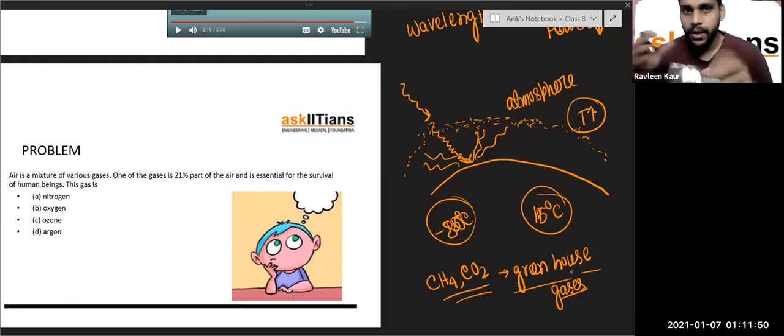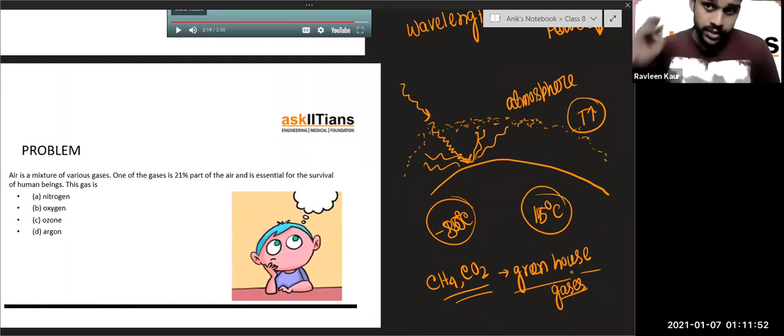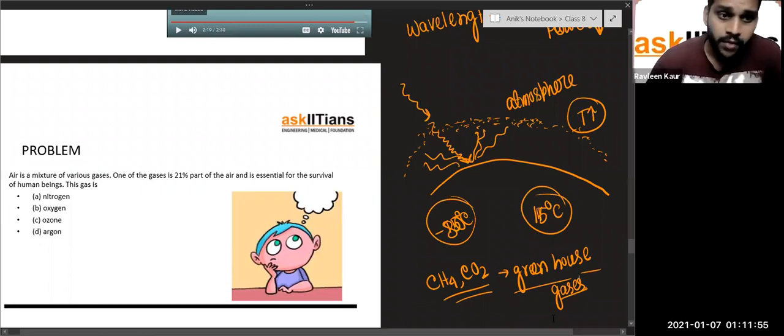Okay, so this was all about it, and let's go through some of the questions. Let's see whether you can answer these questions or not. Air is a mixture of various gases. One of the gases is 21% of the air, and it's essential for the survival of human beings. What is the name of that gas? A, nitrogen; B, oxygen; C, ozone; and D, argon.